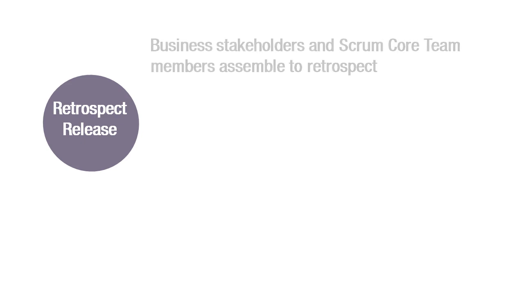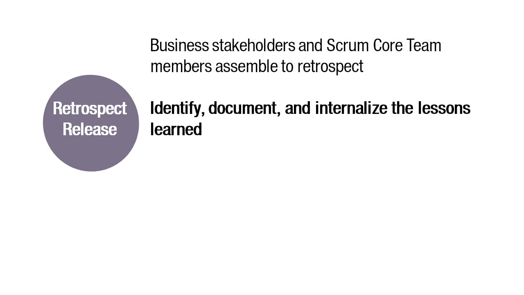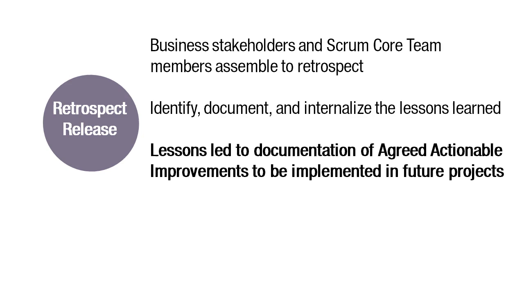Retrospect release. In this process, which completes a release, business stakeholders and Scrum core team members assemble to reflect on the release and identify, document, and internalize the lessons learned. Often, these lessons lead to the documentation of agreed actionable improvements to be implemented in future projects.